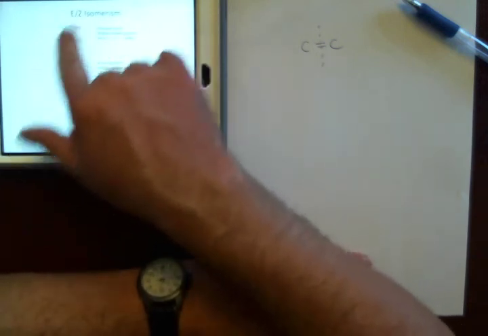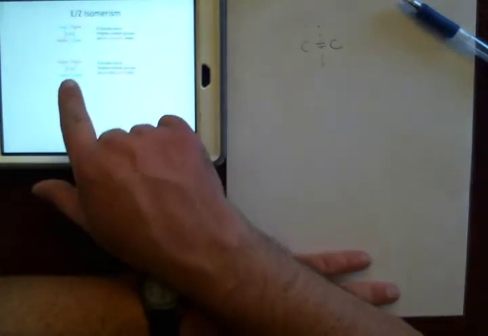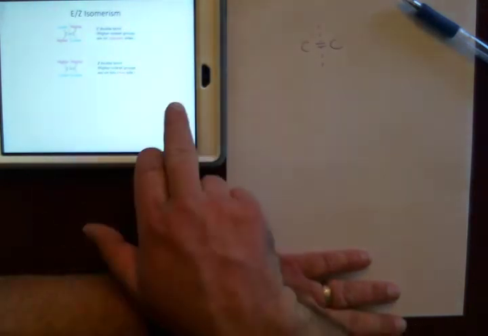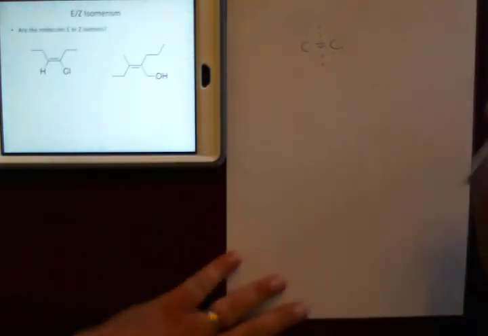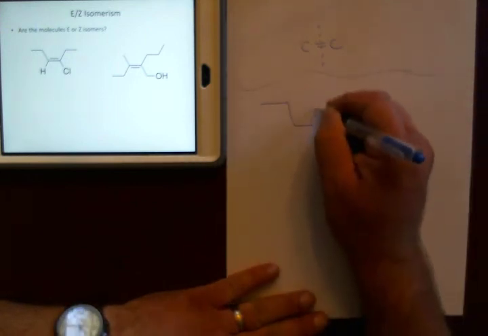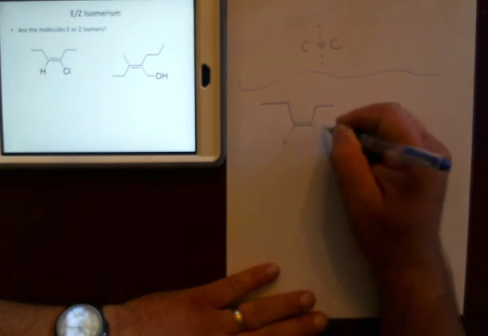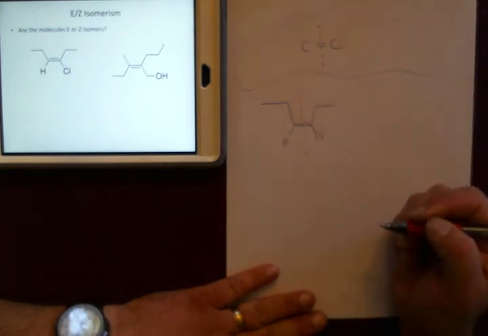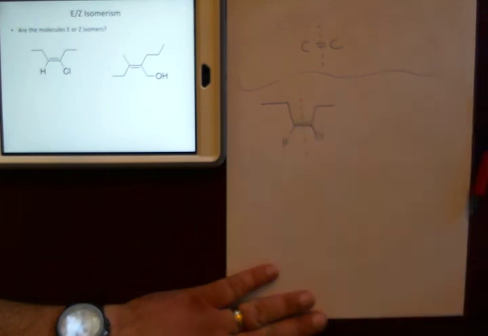So again, if they're on opposite sides, it's E. If the higher priority things are on the same side, it's Z. Okay, so there we go. For this one, you slice it like this. Okay, so here we go.